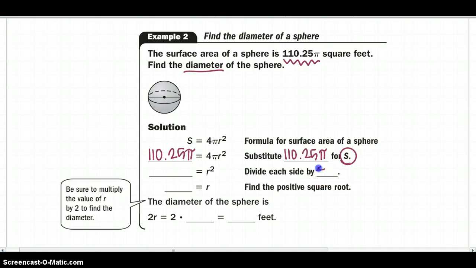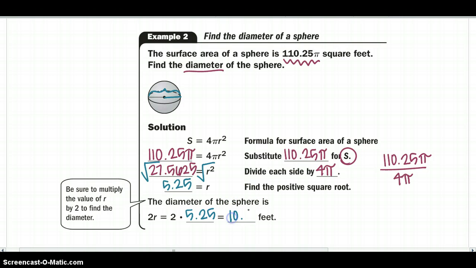And we're going to divide both sides by 4 pi to get that to cancel. So 110.25 pi divided by 4 pi will give us 27.5625, and square root both of those sides to get our r to become 5.25. And we know that our radius is half of our diameter, so we just need to multiply it by 2 to get our diameter. So our diameter then would become 10.5 feet.